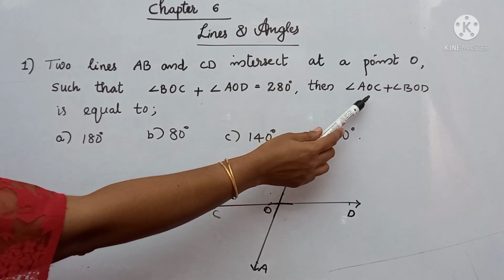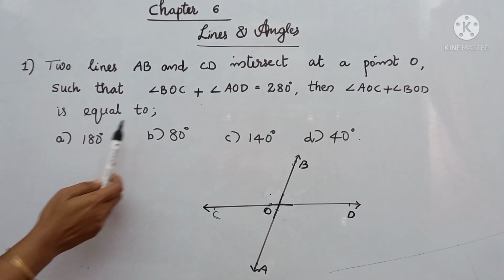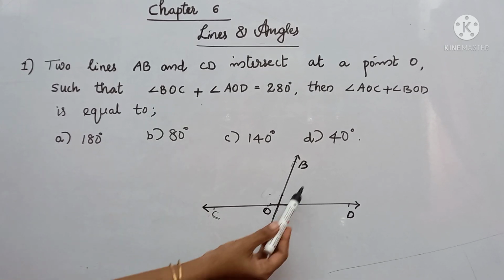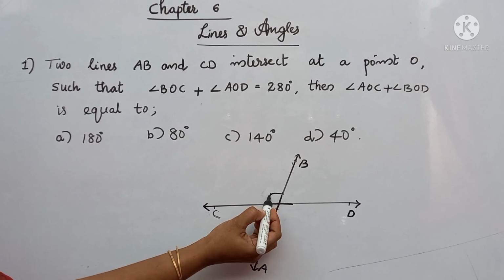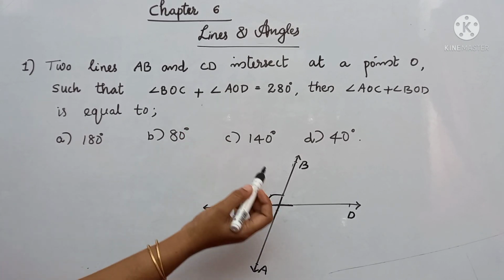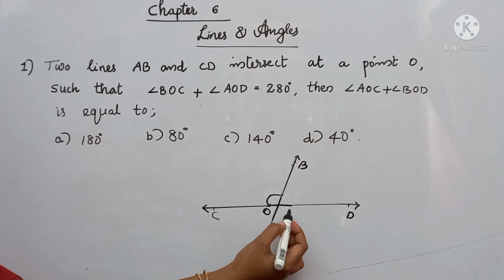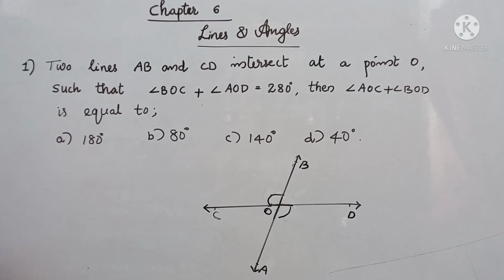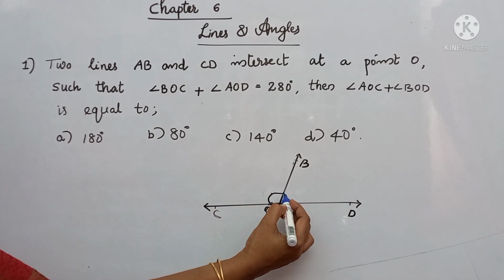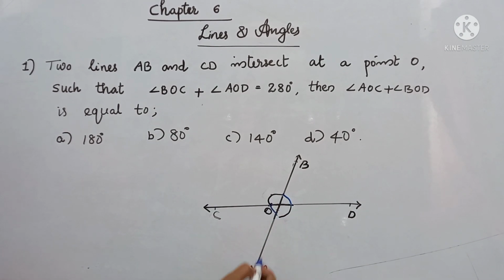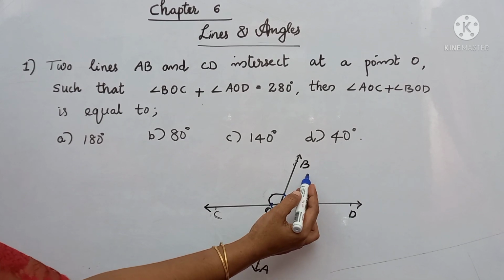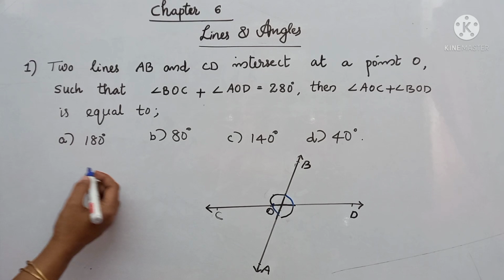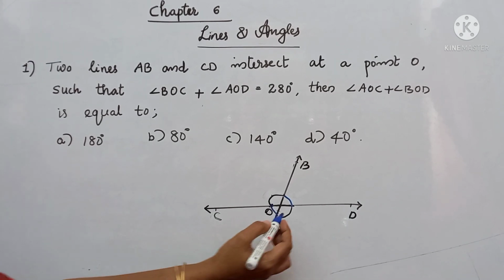Then angle AOC plus angle BOD is equal to what? We can look at the figure. Angle BOC plus angle AOD, these two angles sum to 280 as given, and the other two angles, AOC and BOD, their sum is what we have to find. So we can write all these angles here.